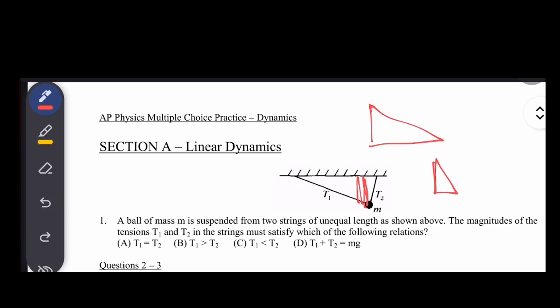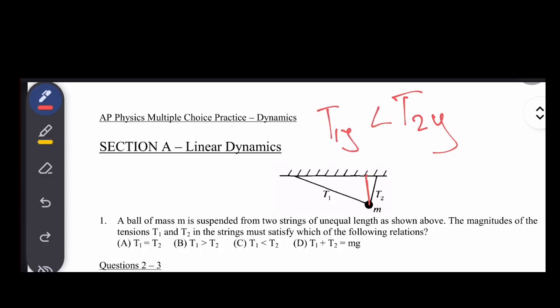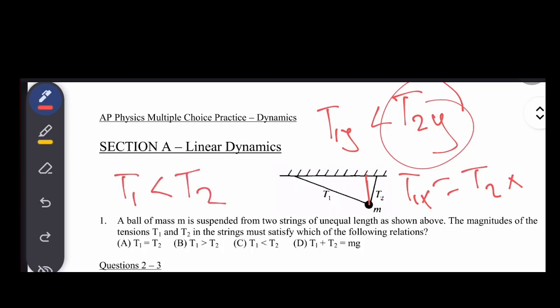And if T2 is more vertical compared to T1, knowing that they both have equal x tension, that means that since T2 has a greater vertical component, the tension 2 in the y is going to be greater than the tension 1 in the y. And since we already know that tension 1 in the x and tension 2 in the x are equal to each other, whichever one has the greater y is going to be the greater value. Since tension 2 in the y is greater than tension 1 in the y, tension 1 is going to be less than tension 2, leading us to choice C as our correct answer.